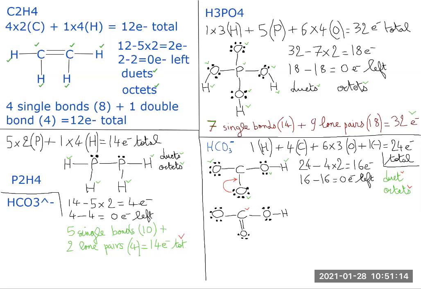And if we check the others. This still has an octet, and this oxygen still has its octet because 2 lone pairs, that's 4 electrons, plus the double bond, that's another 4 electrons. So it still has its octet. That oxygen with its 2 single bonds and 2 lone pairs also has its octet. And then the hydrogen has its duet. So we can see that they all have their octets or duets.